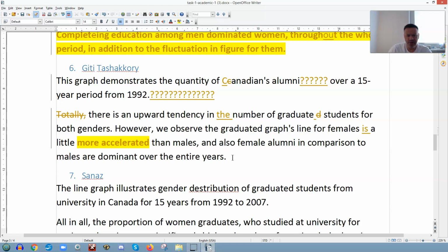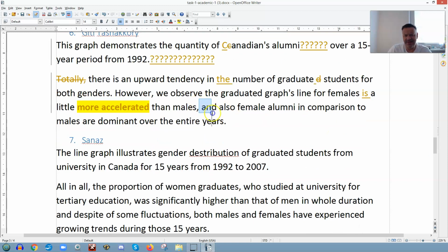And also, female alumni in comparison to males are dominant over the entire years. So you mean there's more female graduates than male? Then why not say so?